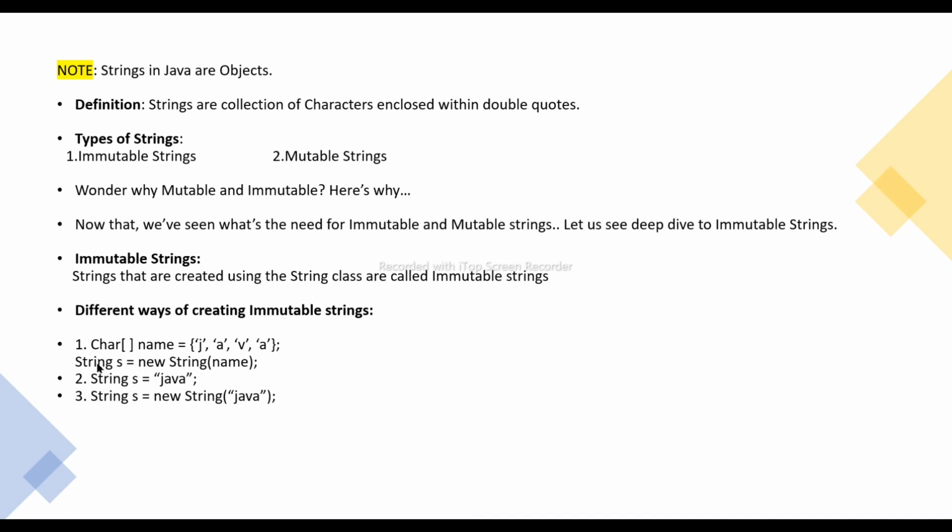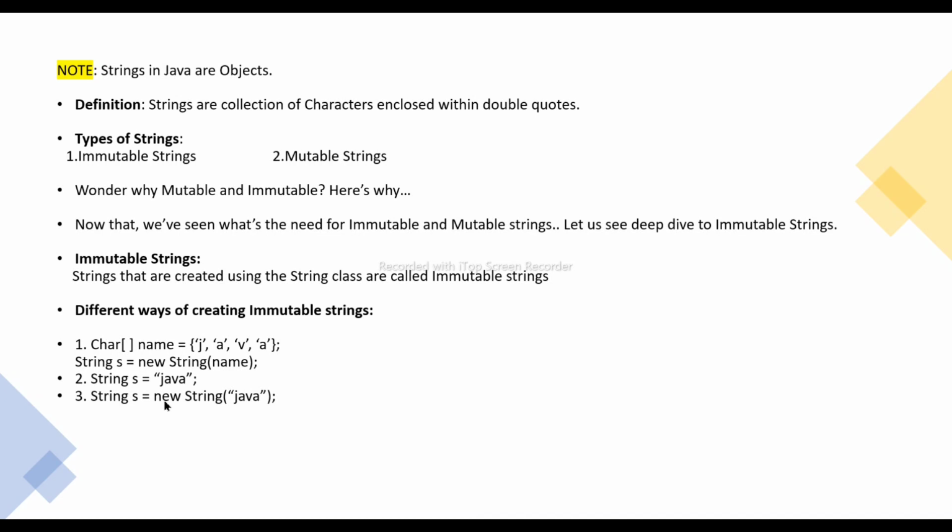And now I am creating a new string object and passing this reference of the character array to the string object, so that if you print the string, you will get the output as Java without the space between them. Now, another way of creating an immutable string with the help of the string class is String s equals Java enclosed between double quotes. And this is the common way of creating an object.